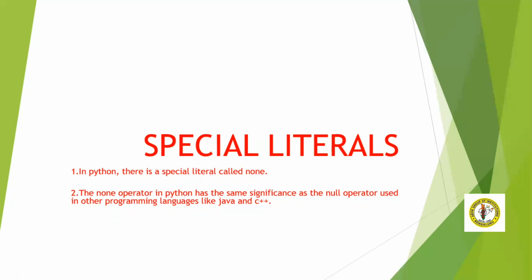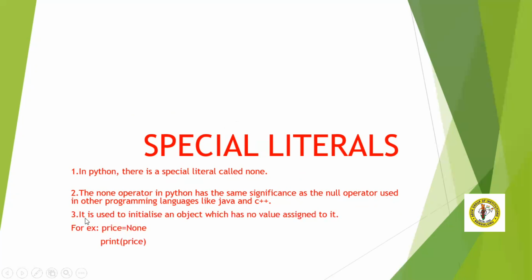It will be more clear through the following example. See here, it is used to initialize an object which has no value assigned to it. Here you see price is equal to None and I am writing print price. So what output will it give me? It is not going to give me 0. The output will be None. Let us see. The output is None. So remember, None doesn't mean 0. We use the None operator when we don't want to assign any value to the variable.